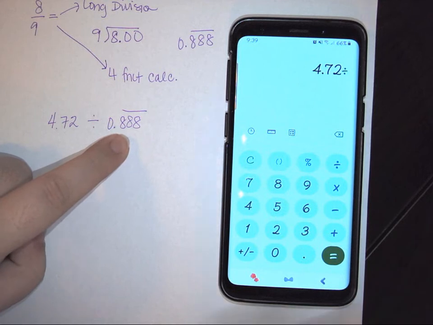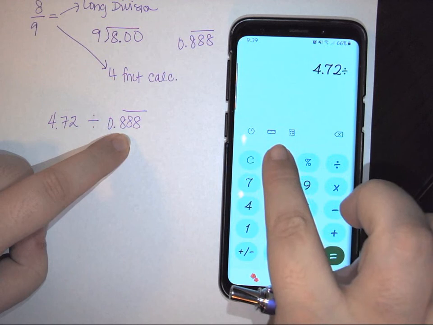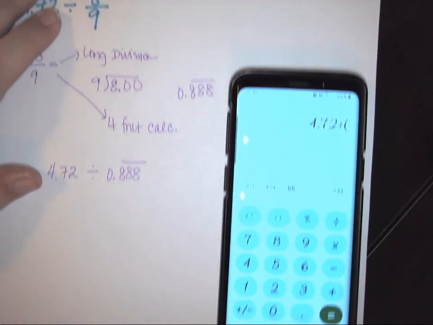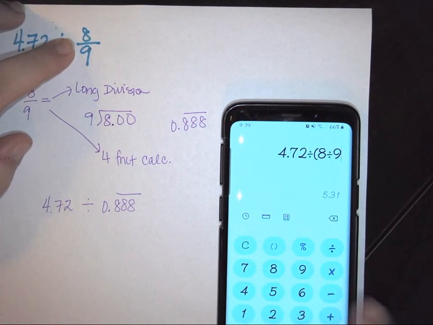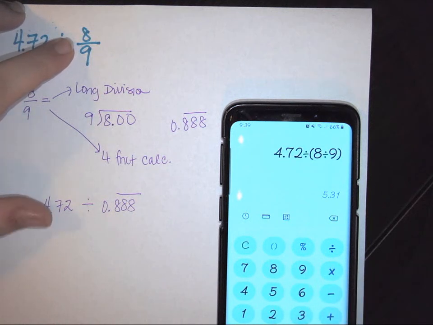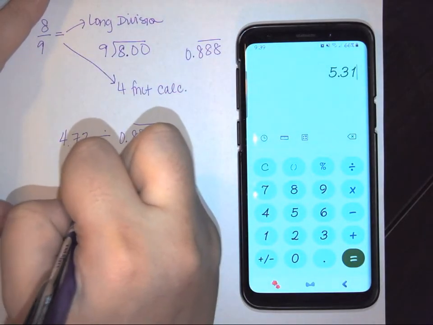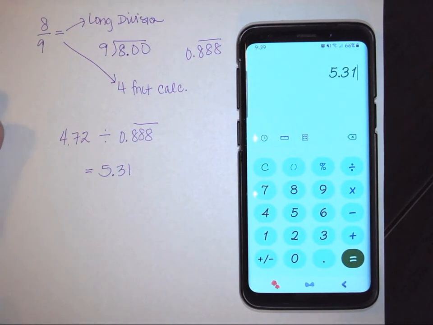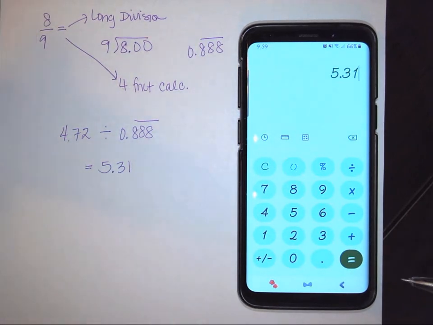And if we want to get the most accurate answer possible, notice in your calculator you have this parenthesis part. When you hit the parenthesis, this is opening up a brand new operation. And if we go back to the fraction we had, you could input your 8 divided by 9 in there and close it. And that is going to give you a result. So this gives you 5.31 as your answer. Okay. So that gives you the most accurate response.